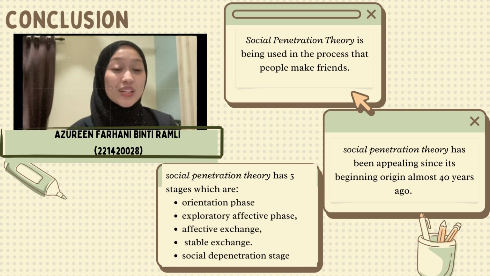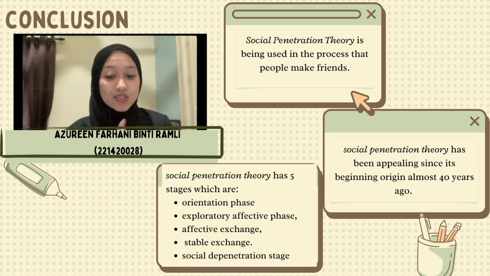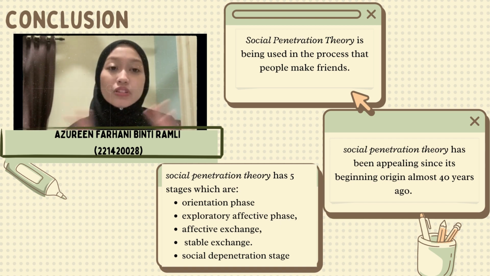Last but not least, do you know that social penetration theory originated almost 40 years ago? It was originally proposed by Altman and Taylor in 1973. This theory has been expanded upon over the years.